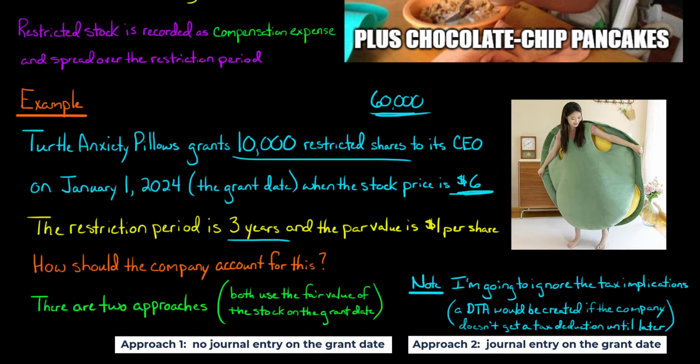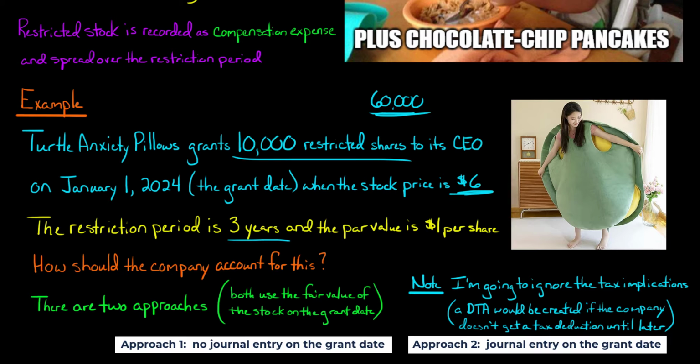Now, in terms of how a company would actually account for this with the journal entries, there are two valid approaches that a company could use. The first, which I think is the easier approach, results in no journal entry being recorded on the grant date, but then you're going to record compensation expense at the end of each period, and then you're going to make a final entry when the shares vest, which means that when the restriction period is over and the shares are given to the executive, free and clear, right?